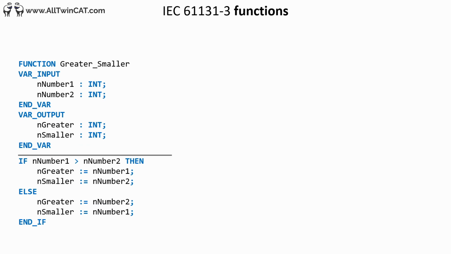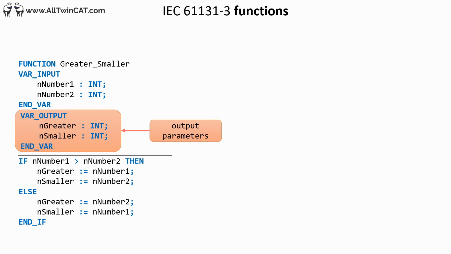There are also ways to have more than one output value from a function. In this case, we have a function that takes in two numbers, n number 1 and n number 2, and returns the greater and smaller of the two. Note that the actual implementation of the function is very simple. We simply look whether n number 1 is greater than n number 2, and if so, assign n number 1 to n greater, and if not, we do it the other way around.